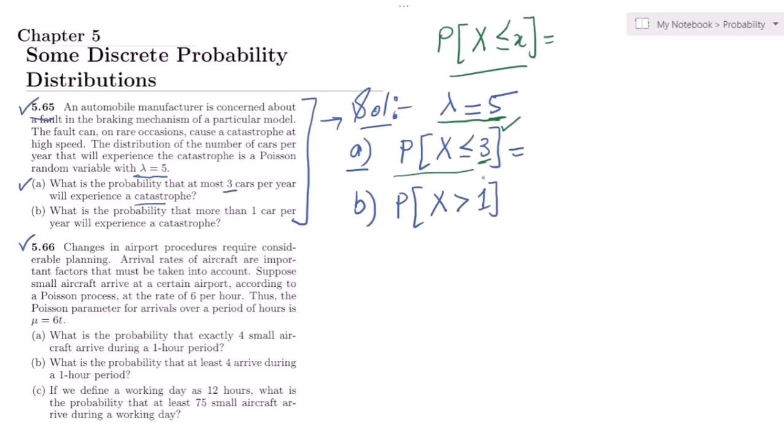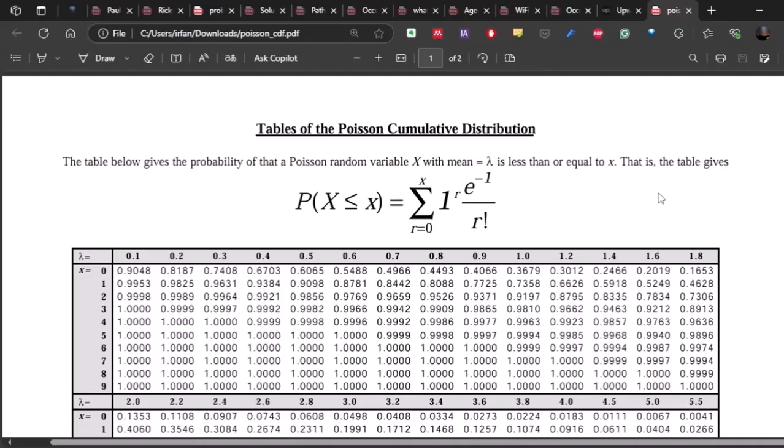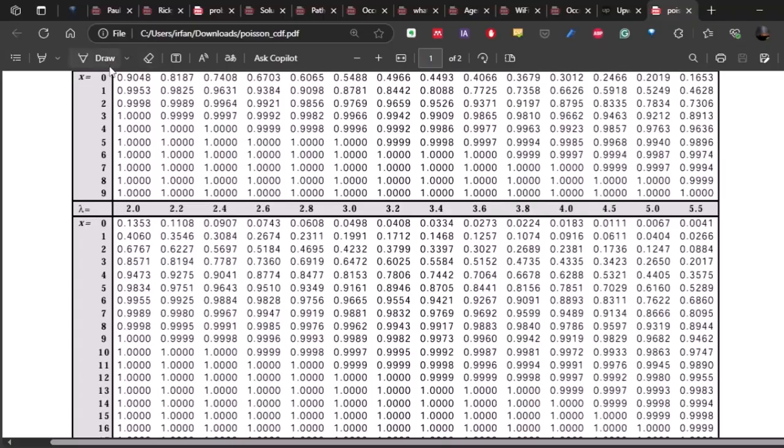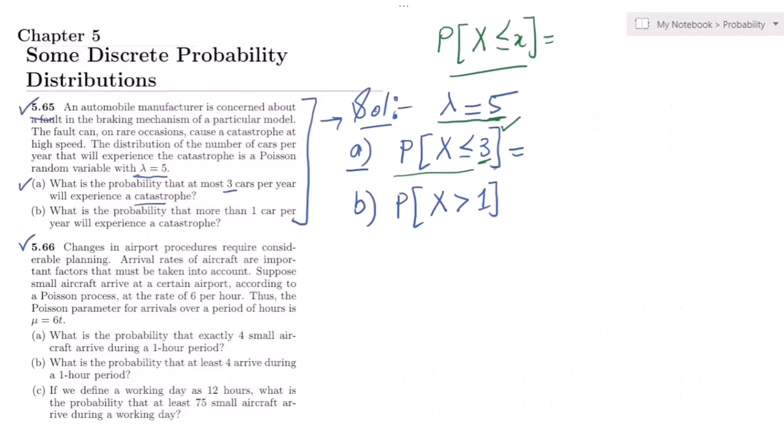So let us move to the probability table. Here, let us go to lambda equal to 5, and the value of x, which is 3. So this is the value for it, and it is 0.2650. That is basically the solution of part A of my question.